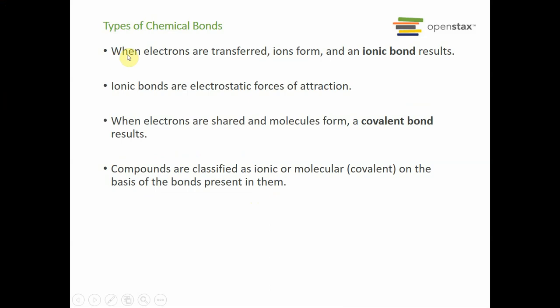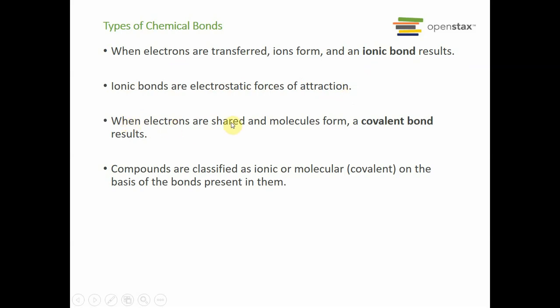All right. When electrons are transferred, ions are formed, and an ionic bond results. Now, this would be like making sodium chloride. Ionic bonds, sodium chloride from sodium and chlorine. And the electrons are transferred from the sodium to the chlorine, and you get crystals of salt, which is the ionic bond. Ionic bonds are electrostatic forces of attraction.